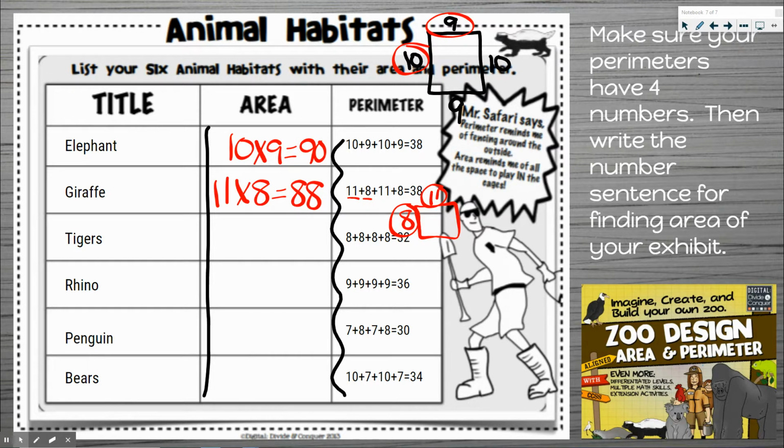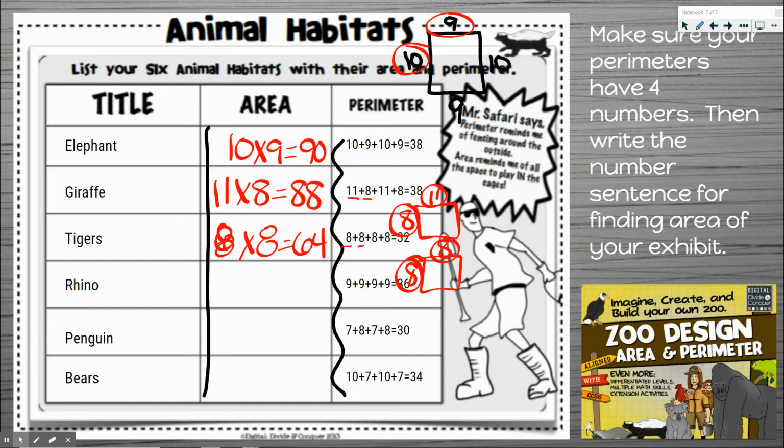Okay. If I look at the tigers, I have a short side of 8 and another side, not really a short side because they're all the same. So one side is 8 and the other side is 8. I'm going to have a square. This is 8 and this is 8. My two numbers that I multiply are 8 times 8, and that equals 64.